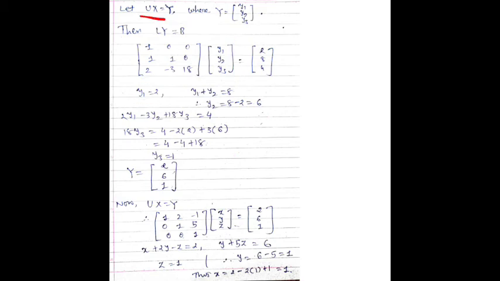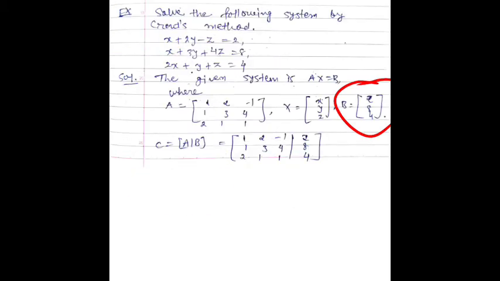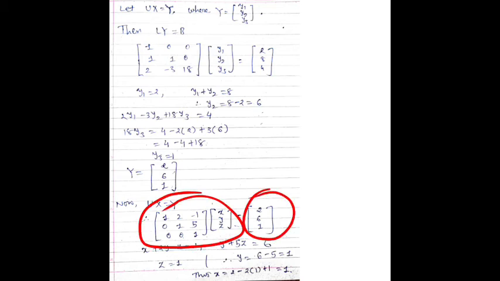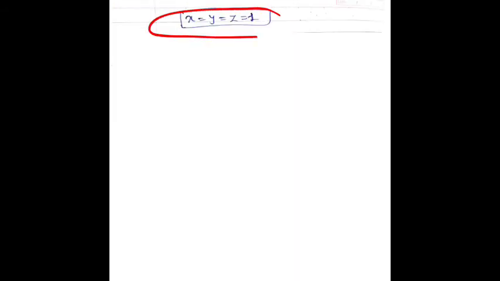Now from this equation, Ux is equal to y, you get the value of x, because the value of U is known. Here is the value of U, and the value of y is 2, 6, minus 1. So if you multiply these two matrices and compare with 2, 6, minus 1, you get x, y and z. X is equal to 1, y is equal to 1, and z is equal to 1.